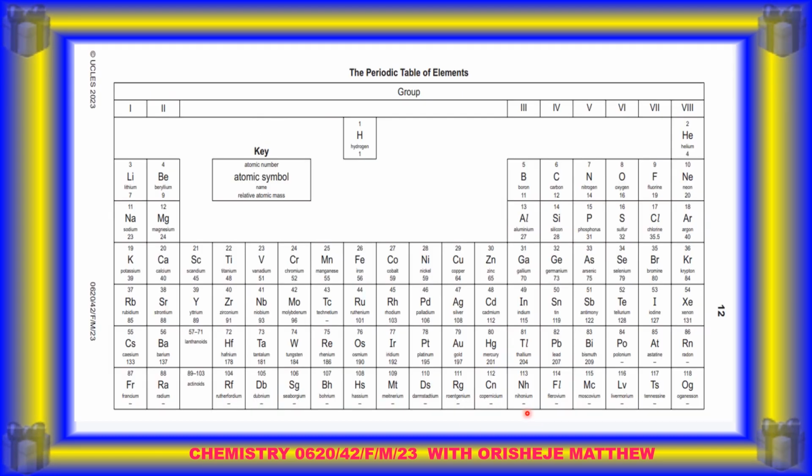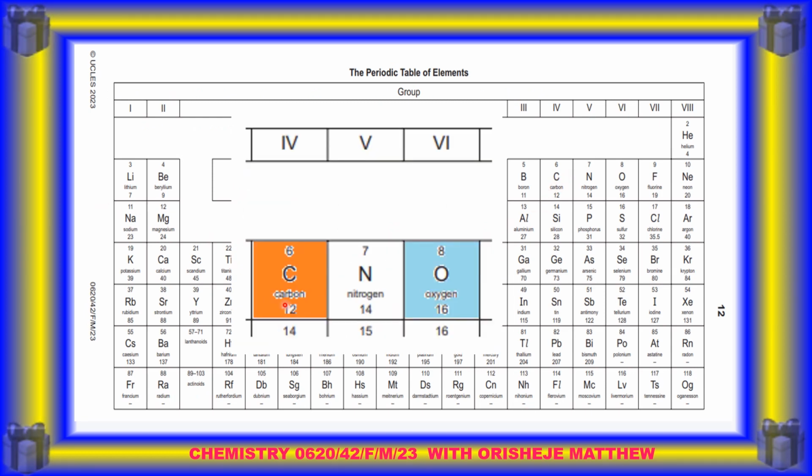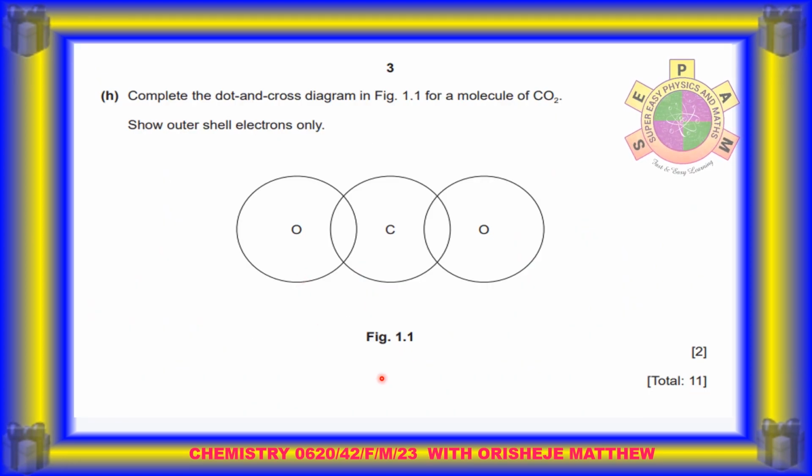So let's look at the periodic table. We are looking at carbon and oxygen. Carbon belongs to group 4 and oxygen to group 6. That will tell you the valency, the number of electrons in the outermost shell. Oxygen has 6, so it belongs to group 6. And carbon has 4 valency electrons for bonding.